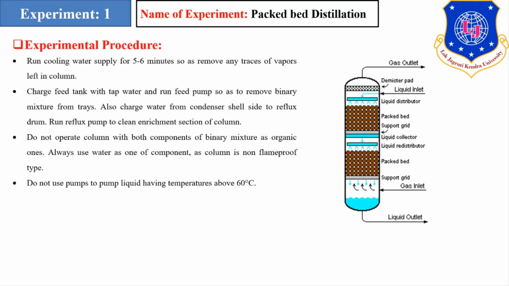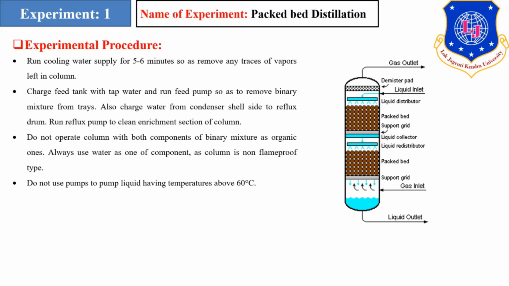Now after that, we have to run the cooling water supply around 5 to 6 minutes so as to remove any traces of the vapors that are left in the column, that is, of the methanol. Then we have to charge the feed tank with tap water and run the feed pump so as to remove the binary mixture from the tank. And also we have to charge the water from the condenser shell side to the reflux drum and run the reflux pump to clean the enrichment section of the column.